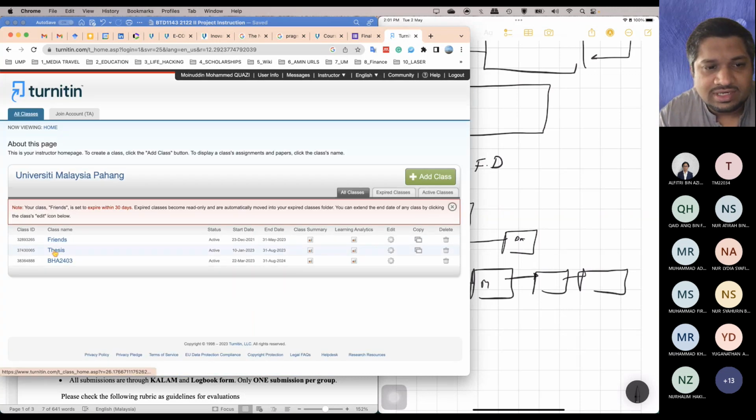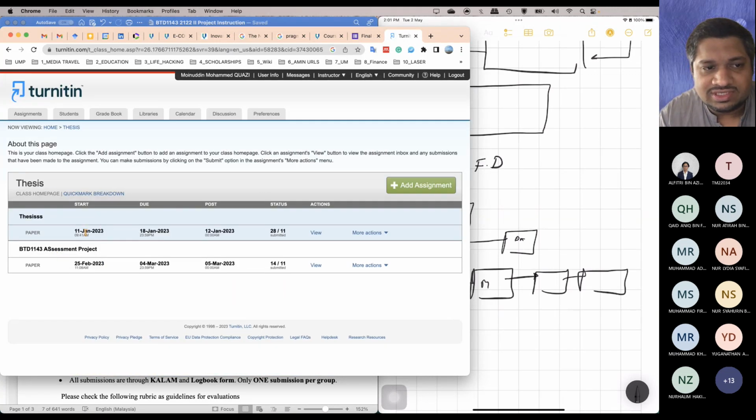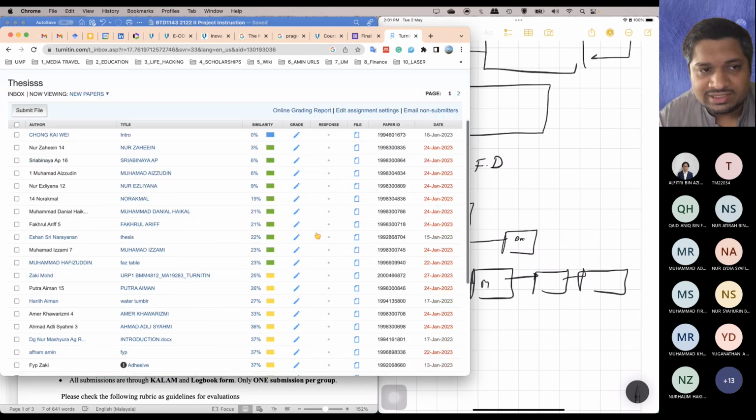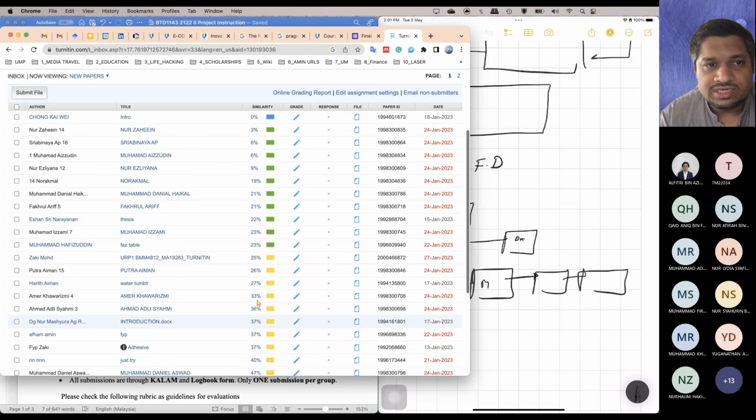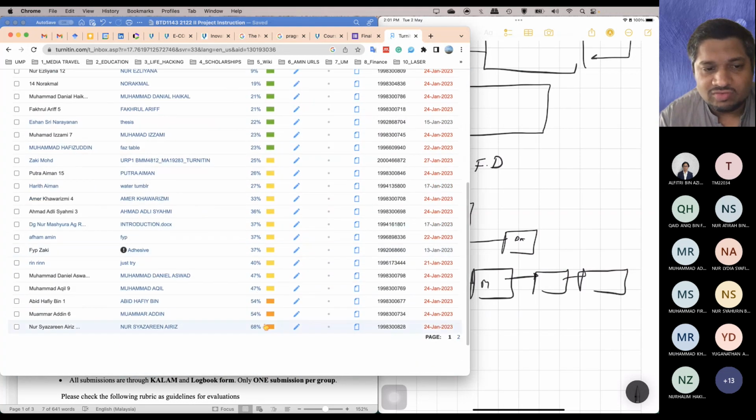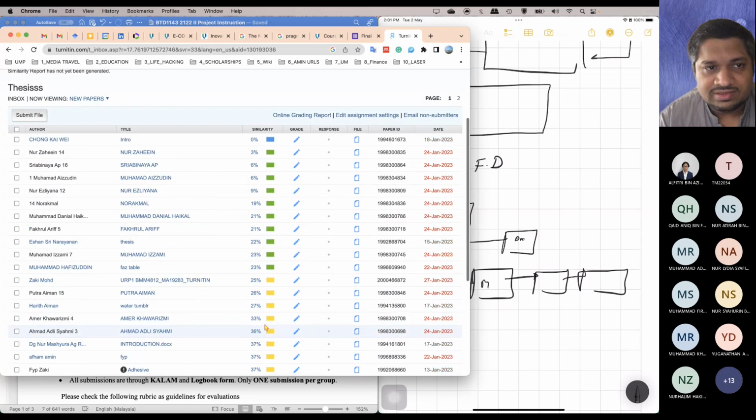Okay, let's say you open this and you have to submit your report in Turnitin. So I'm going to give you a link and you have to submit your report like this so that I can see how much we have copy-pasted from the internet. Okay, so be careful and do not copy-paste from the internet.